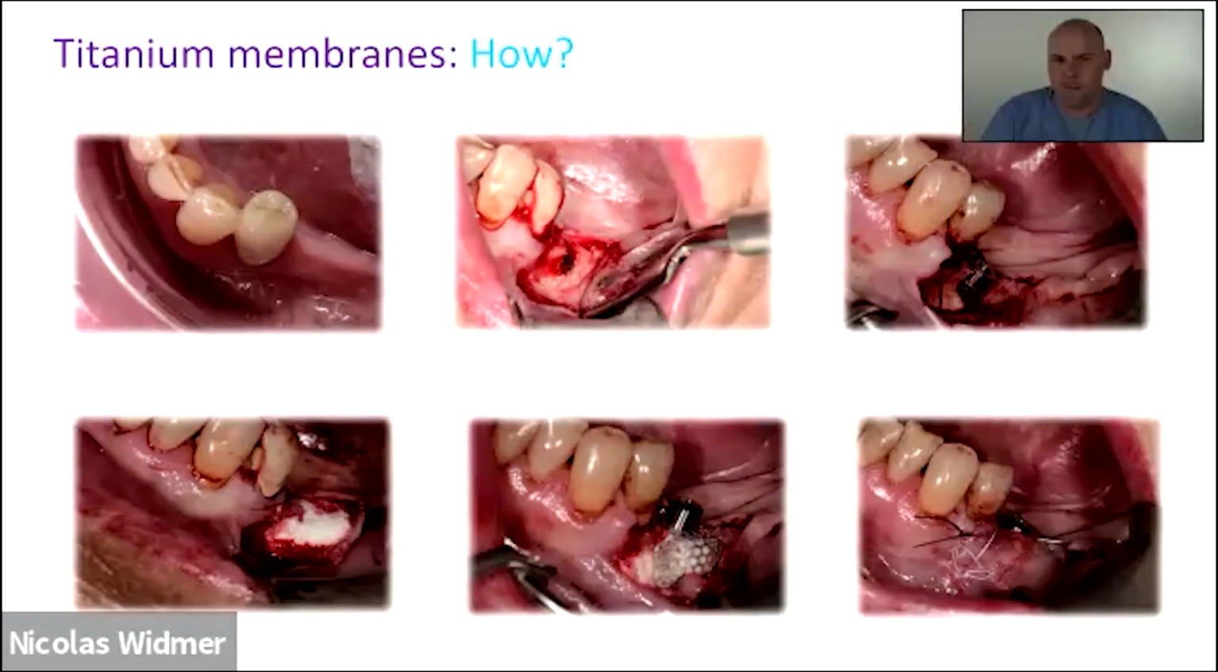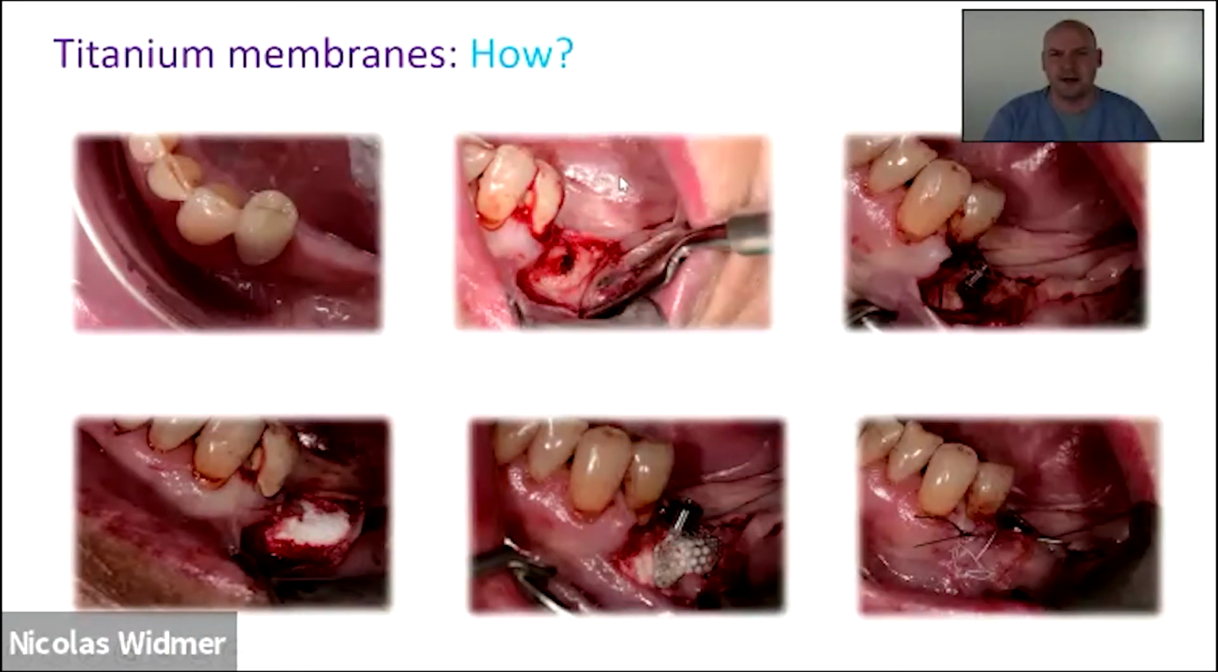Okay, how to use them? Here another clinical case. Lower posterior, a difficult area. I placed the implant. There were many threads out, not very good stabilizing neighbor structures like bone. So I decided to place the titanium membrane.